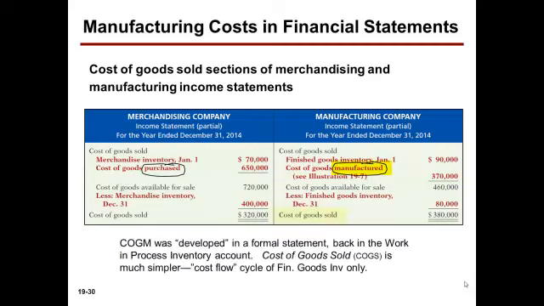We saw that COGM was developed in a formal statement back in the work in process inventory account. Now the cost of goods sold calculation, COGS, is much simpler, the cost flow cycle of the finished goods inventory only. So let's look at the base formula for calculating cost of goods sold. Again, the finished goods inventory account only.